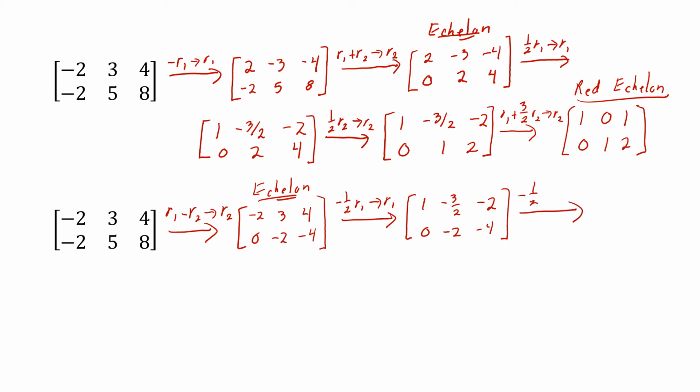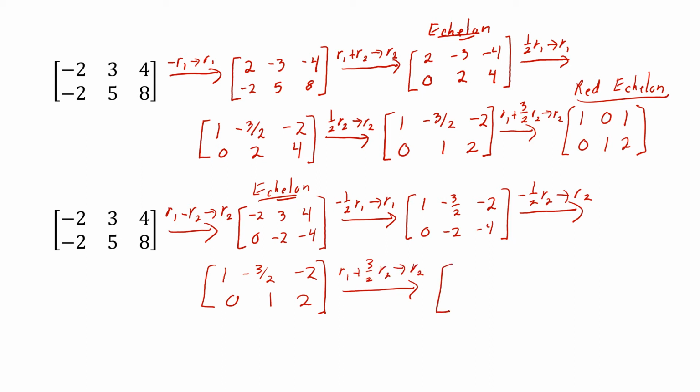If we take negative 1/2 of row 2 as the new row 2, we get 1, negative 3 over 2, negative 2, 0, 1, and 2. Now this will look very familiar with what we had before. If we take row 1 plus 3 over 2 row 2 as the new row 1, we again get 1, 0, 1, 0, 1, 2. Okay? If you're uncertain about those calculations, go through them yourself. But now we are in reduced echelon form again. And notice we have the exact same matrix as above.